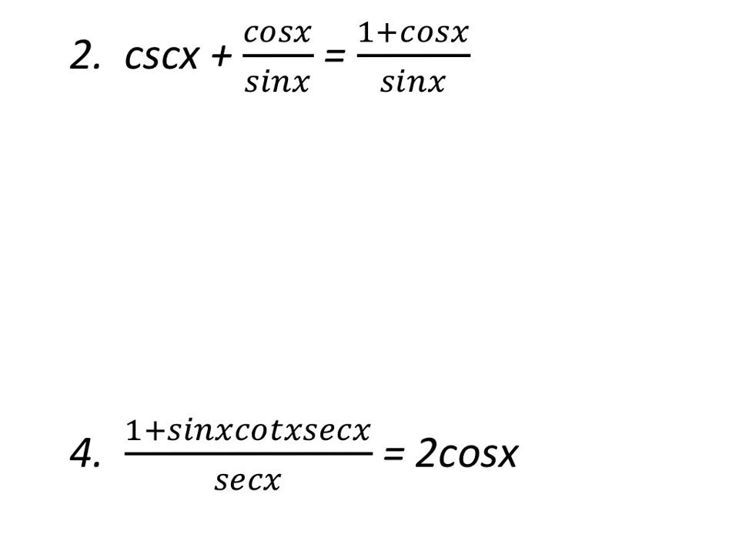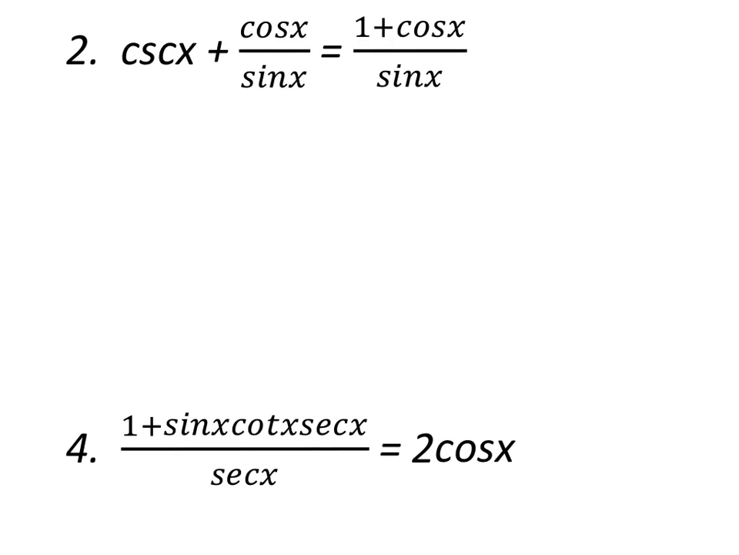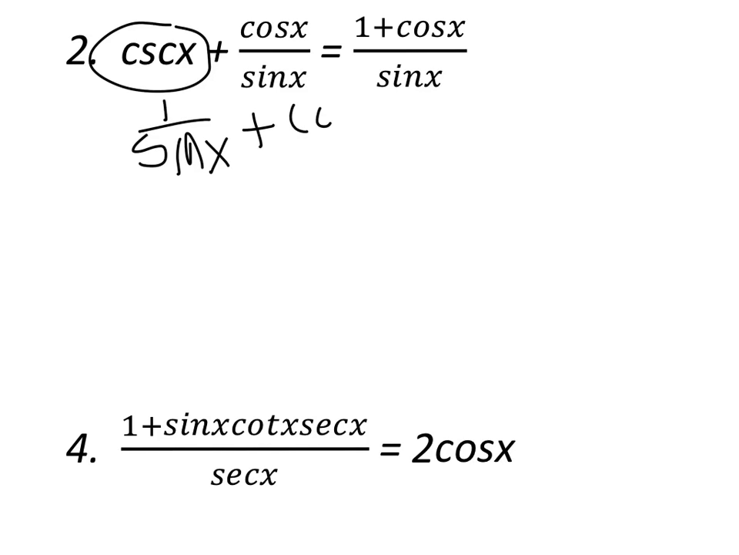Okay, number 2. All right, let's look at number 2. So again, I see I have a cosecant here. Oops, sorry. Let me get my pen. I have a cosecant here, so I'm going to write that as 1 over sine x. And then bring down my cosine x over sine x.